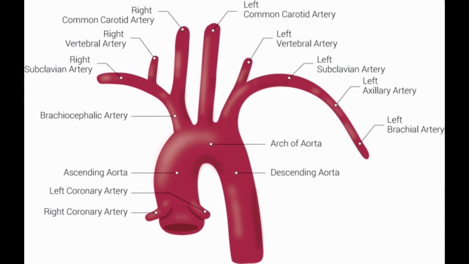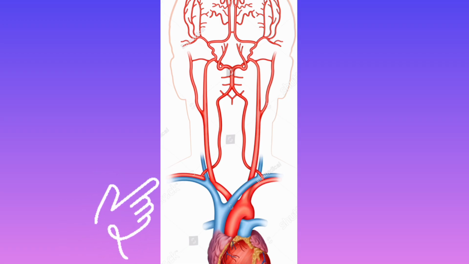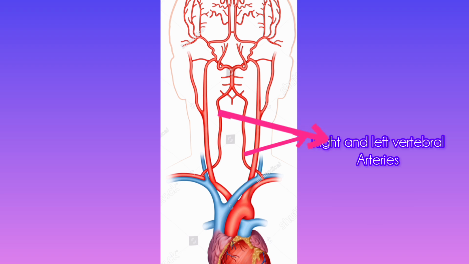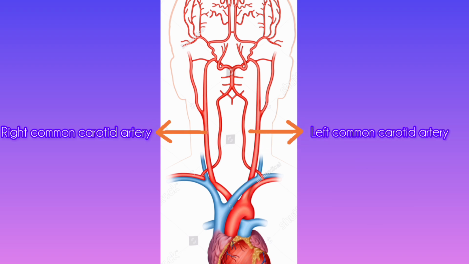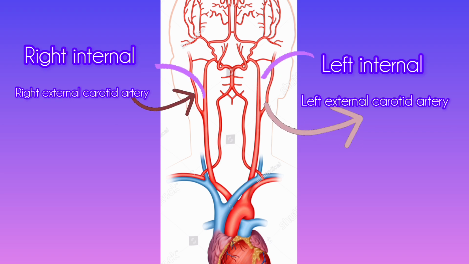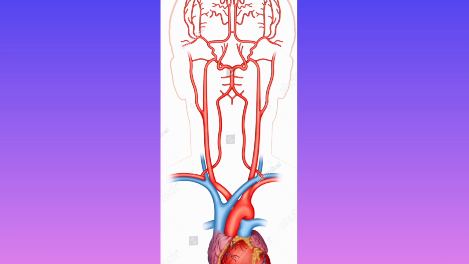Then let's see how the arteries from the aorta enter the brain. This is the right and left vertebral arteries. This is the right common carotid artery and left common carotid artery, and these common carotid arteries divide into two: the internal and external carotid arteries. Then they enter the brain and fuse together and form a circle, and this circle of Willis supplies blood to the brain.